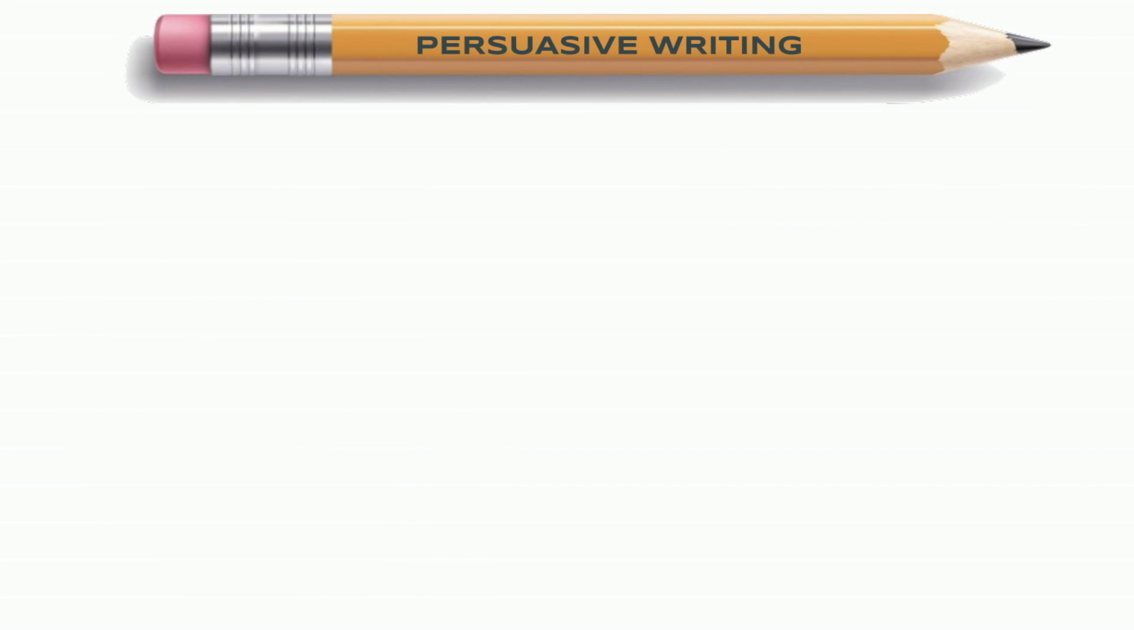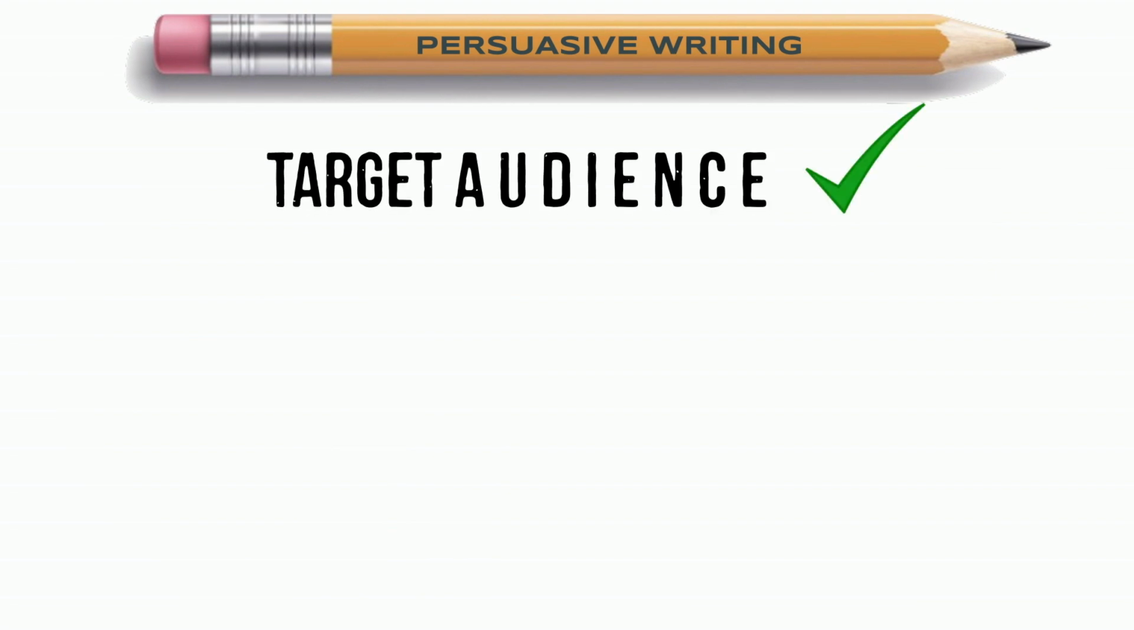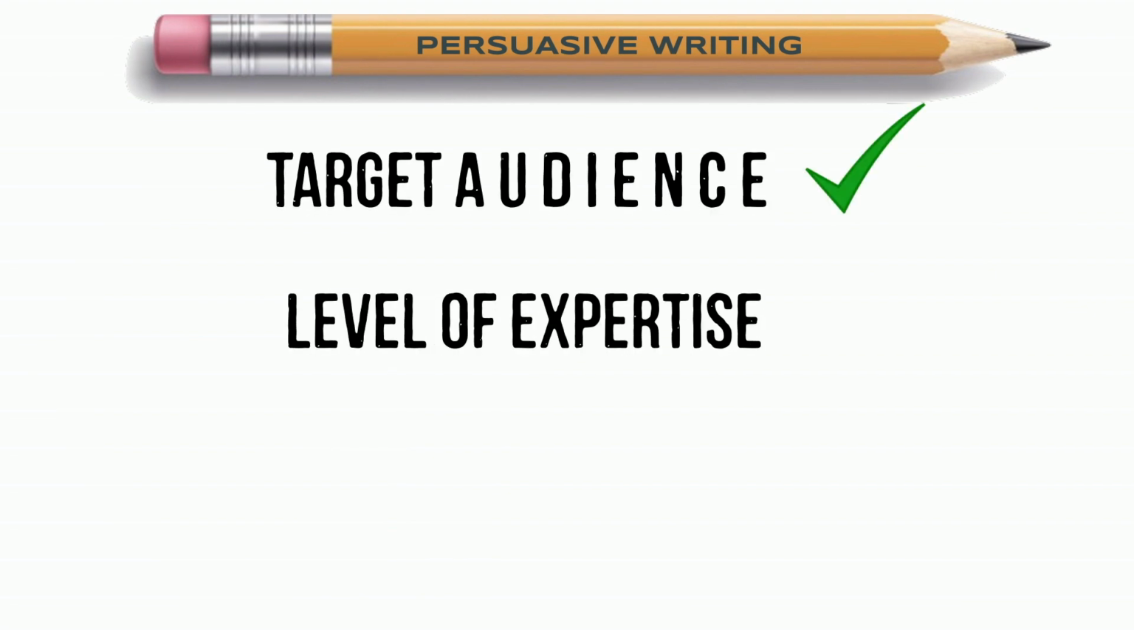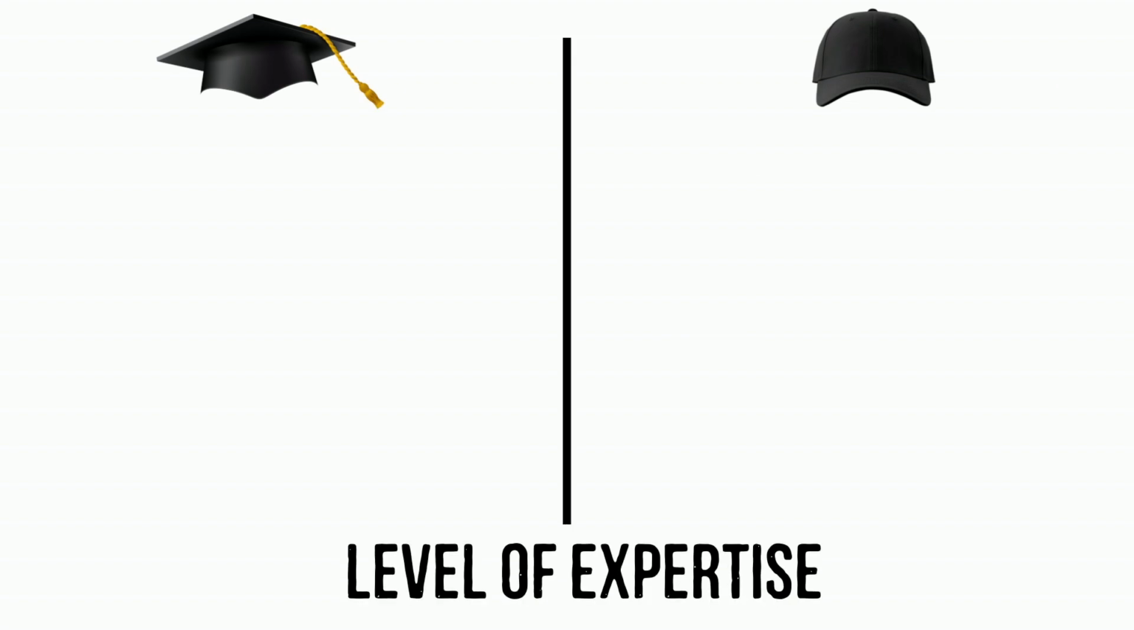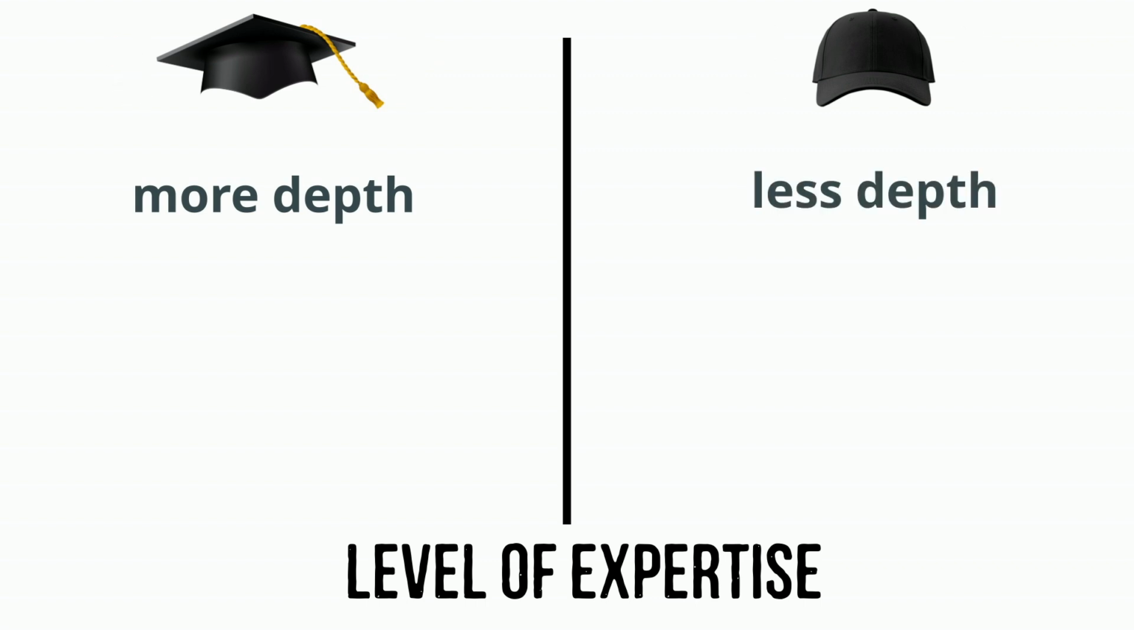Having established who your audience is, you need to think about the level of expertise they might have. Ask yourself how much they know about the topic you will be writing about. Are they experts or are they beginners? If they are experts and already know a lot about the topic, then you can go into more depth. If they are beginners, you will need to limit the amount of information you include.